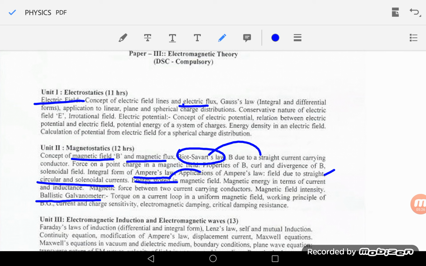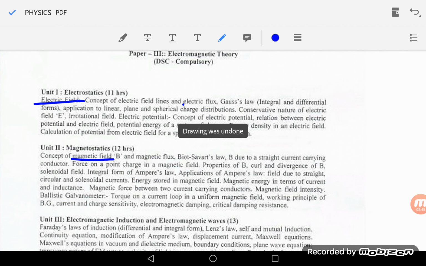So what is the main theme of the ballistic galvanometer, what is the working principle, and how does it create a uniform magnetic field, and all its resistance, its damping, its sensitivity. Okay, it is all about the ballistic galvanometer.